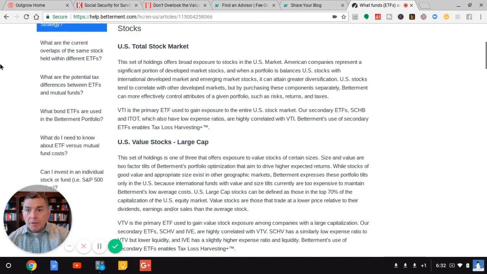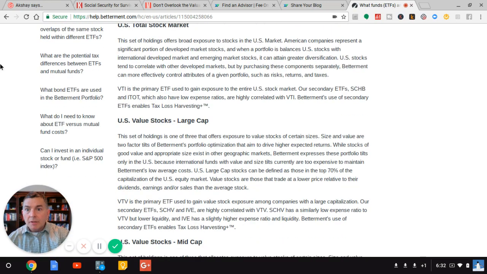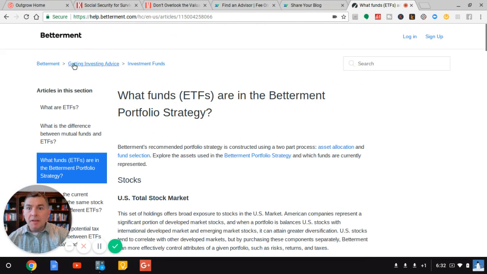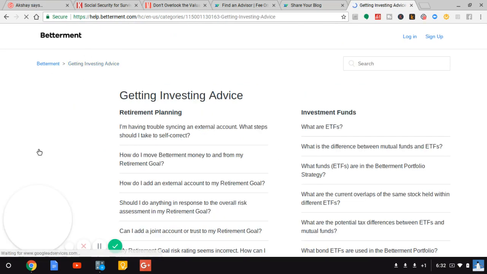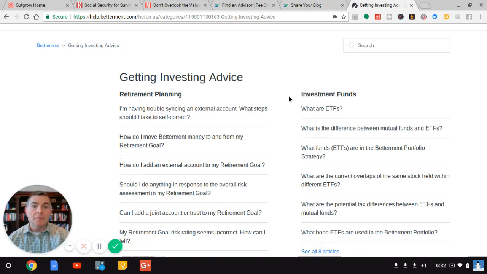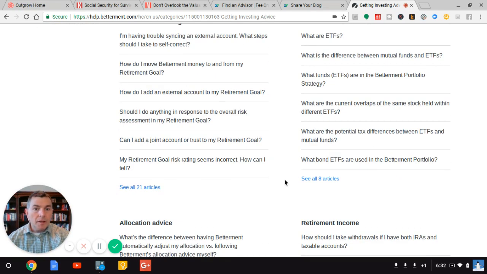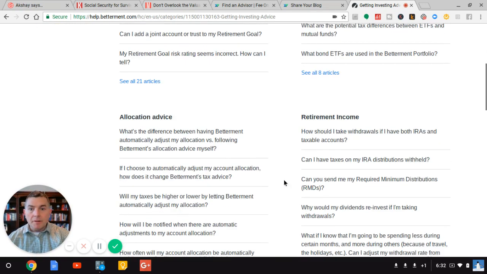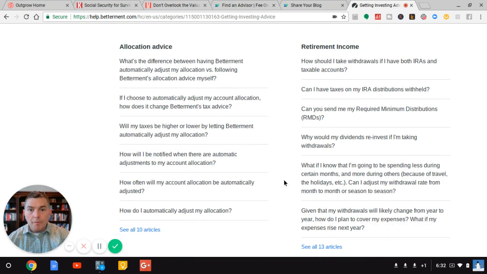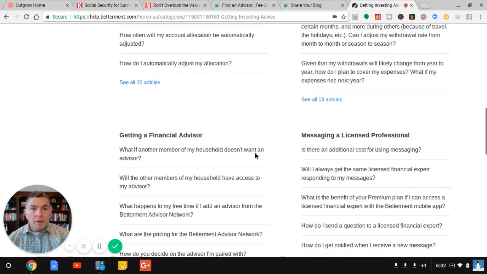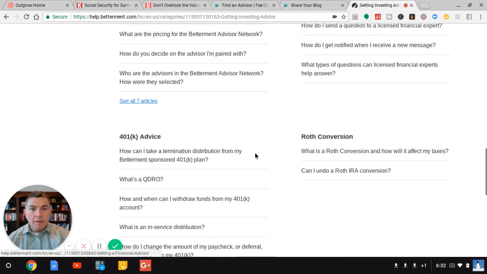What are the potential tax differences between ETFs? Hold on just a second, my friends. All right, so they're using the low cost, high quality ETFs in terms of the diversification. What funds are in the Betterment portfolio? So the potential tax, just try asset allocation. I just want to see if they have a model portfolio. How often will my account be adjusted? Roth conversion.